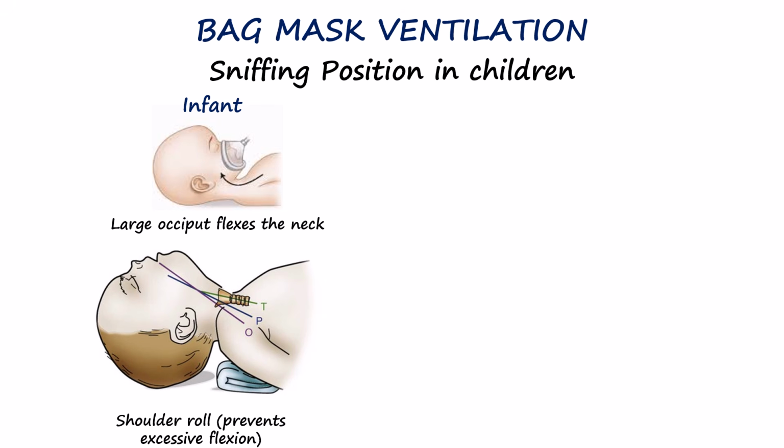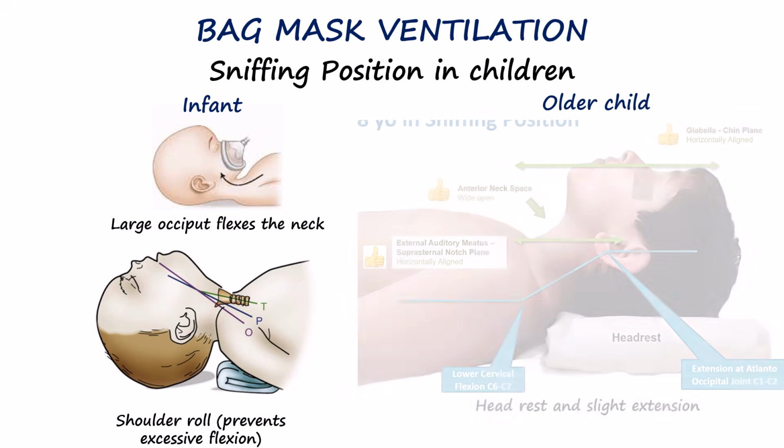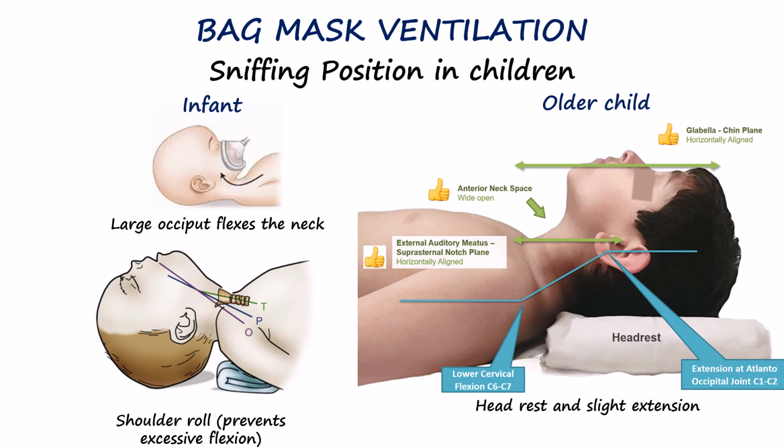The infant's head should not be fully extended like an adult; instead, it should be tilted back only slightly, as if gently sniffing the air. For older children, the prominence of the occiput decreases, so a headrest or slight ramping under the head may be sufficient to achieve the sniffing position. Unlike neonates, head extension is often required for positioning. Across all age groups, the universal principle remains the same. The goal is to align the external auditory meatus with the suprasternal notch and to bring the glabella, chin plane close to horizontal.